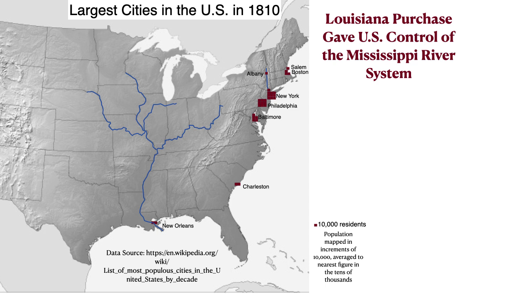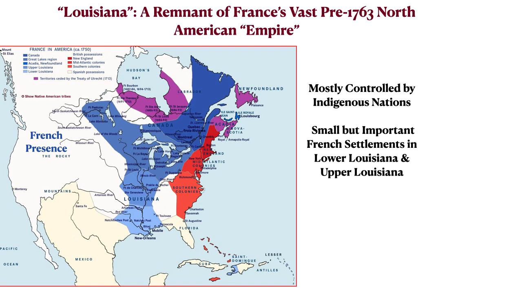So it gives the U.S. effective control over that very important river system. A few other things I want to note is Louisiana was a remnant of France's vast pre-1763 North American Empire. In 1763 was the end of the 7 Years' War, or what is often called the French and Indian War in the United States, where Britain defeated France yet again and essentially took their North American territory, all that area in blue claimed by France.